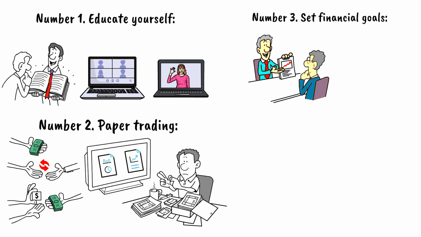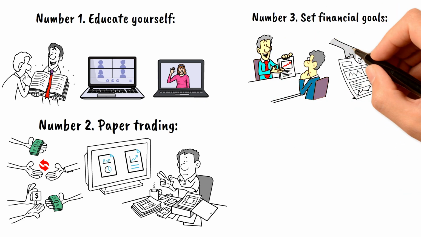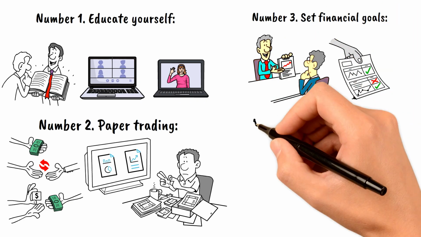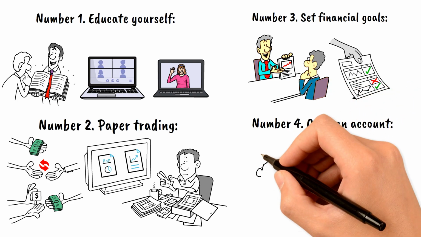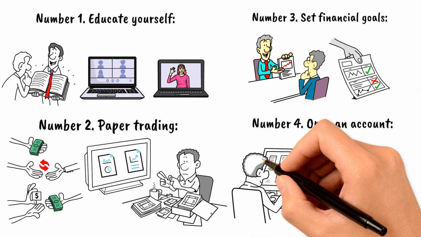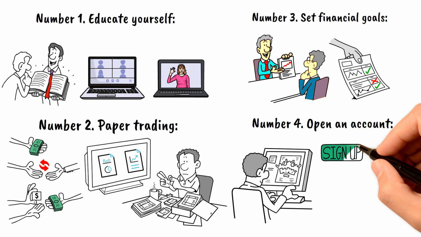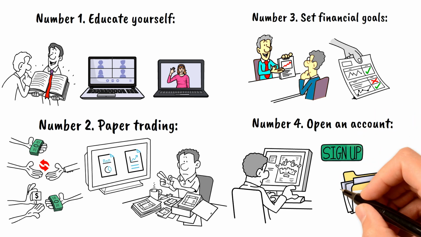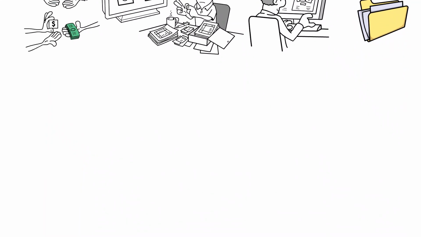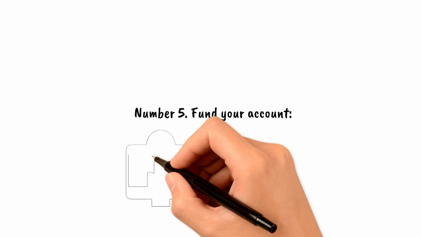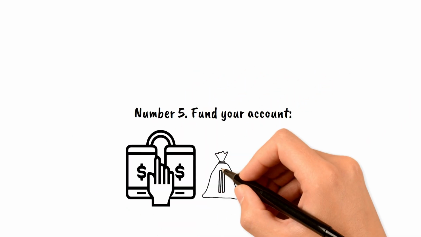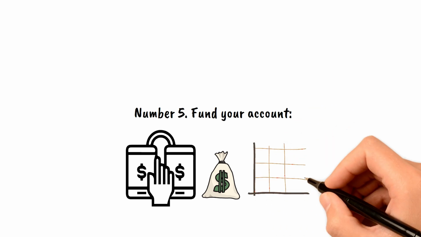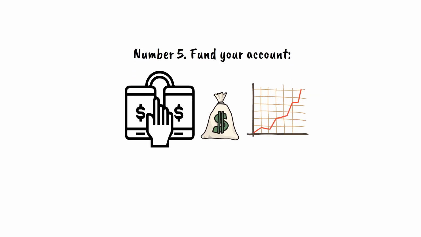Determine your investment objectives and risk tolerance to create a trading plan. Number 4. Open an account. Complete the account application process with your chosen brokerage, providing the necessary personal and financial information. Number 5. Fund your account. Deposit funds into your trading account to have capital available for options trading.